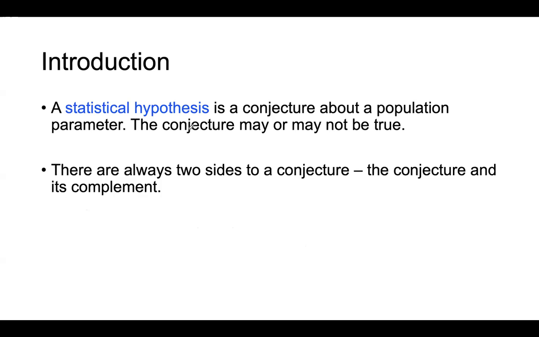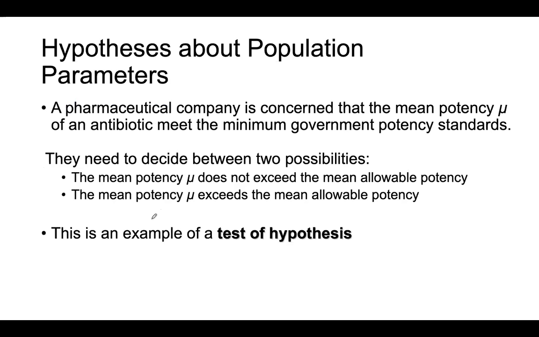So a statistical hypothesis is just a conjecture about a population parameter. The conjecture may or may not be true. We don't know if this is true. It's just a hypothesis. There are always 2 sides of a conjecture, the conjecture and its complement. So, a hypothesis about a population parameter.